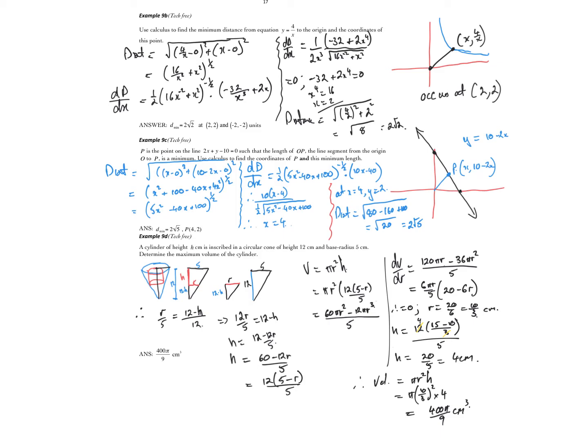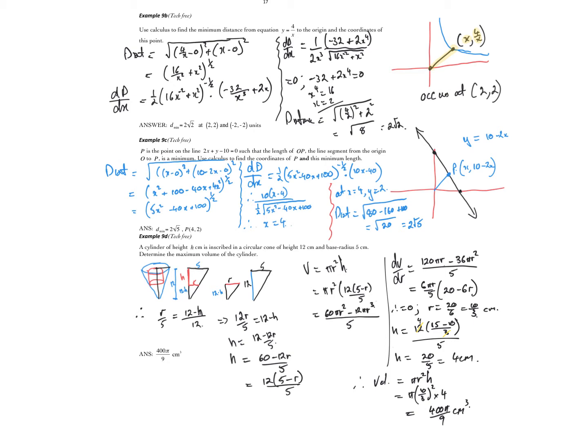All right, so use calculus to find the minimum distance from the equation y equals 4 on x to the origin, and the coordinates of this point. So if we have a quick graph sketch, that's what we're trying to find, the minimum distance to some random x value. So the coordinate, remember, is not just x, y, it's x comma 4 on x. That's the coordinate there. So now I want to know the distance between those points.